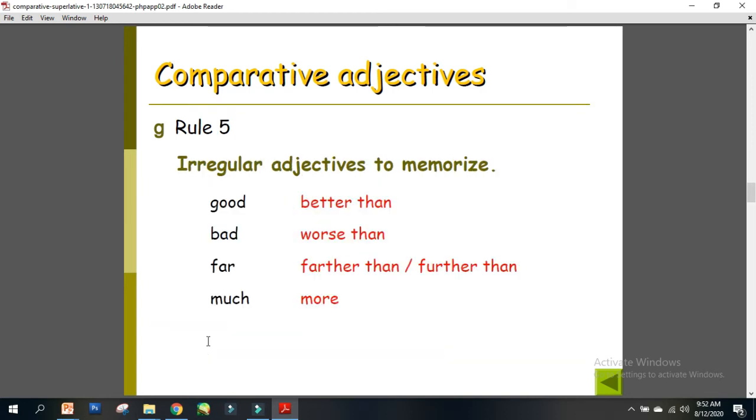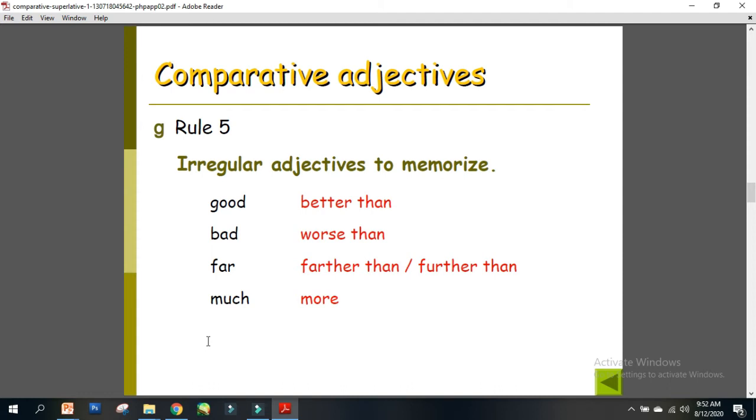Okay? Rule number 5. Irregular adjectives to memorize. It is different from the other rules where we add er or add more before the adjective. For irregular adjectives, we have to memorize them because they are irregular. We don't have any rules. We have to memorize them, but it is only a few adjectives, and we have 4 here. Good. If you want to compare two things, use better.